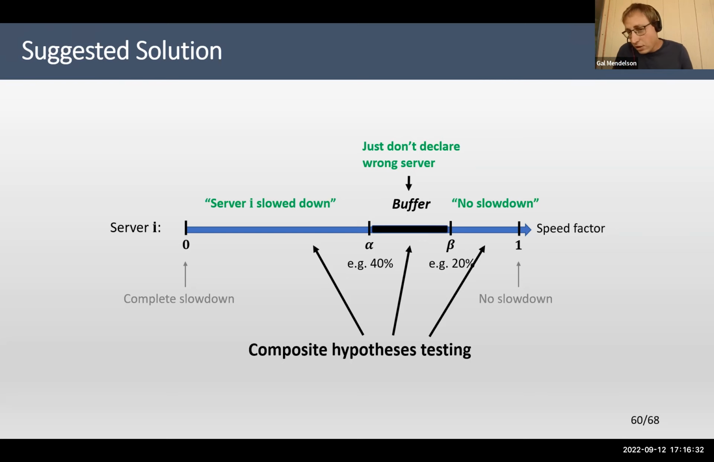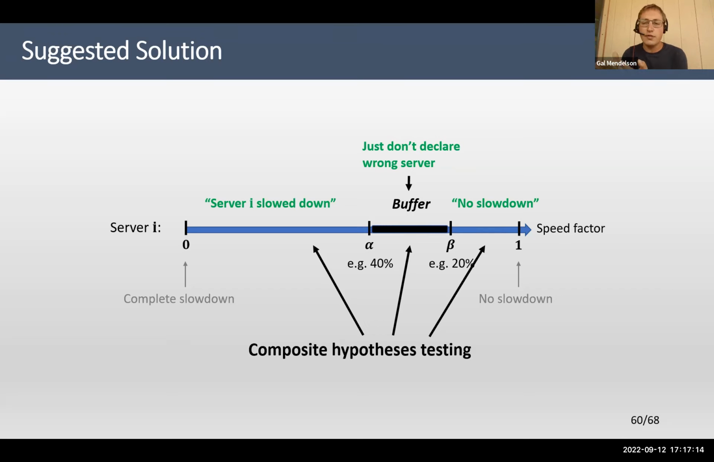And finally, and this is our solution for the problem of the composite hypothesis testing here, is to introduce a buffer, which means defining a beta that's larger than alpha. And we are going to change the definition of the error of the test, of the usual error, to something else. We are going to demand that in this range between alpha and beta, you just don't declare the wrong server. You're perfectly fine with saying no server slowdown, and you're perfectly fine with saying the right server slowdown, even if it was between 20 and 40, and it actually was in the 50. You're fine, but just don't say the wrong server.